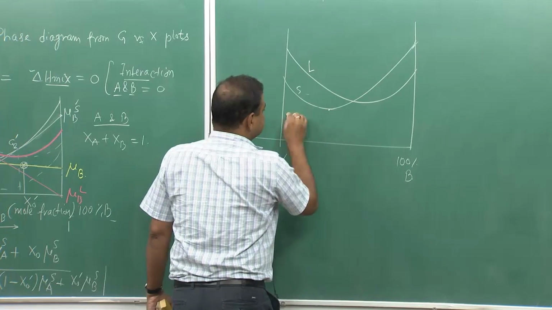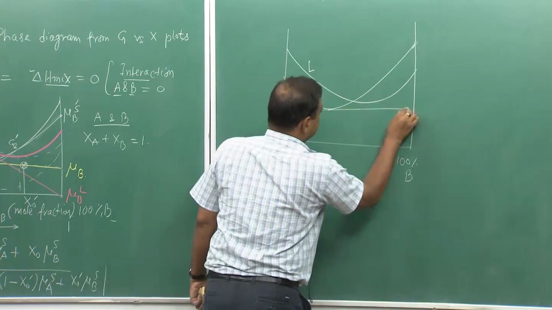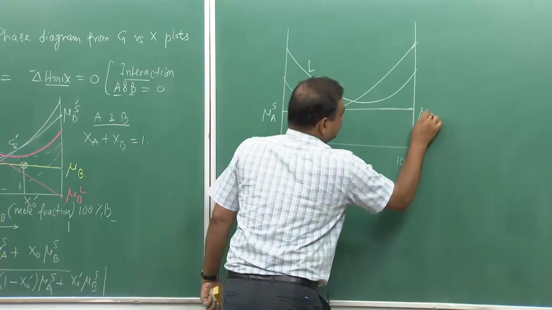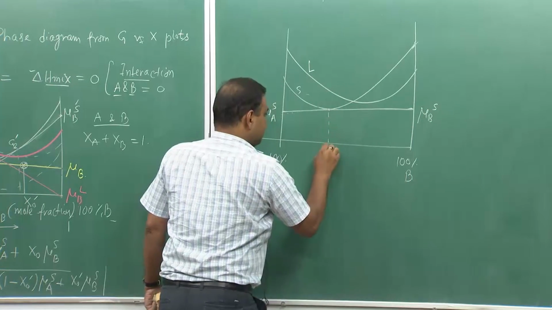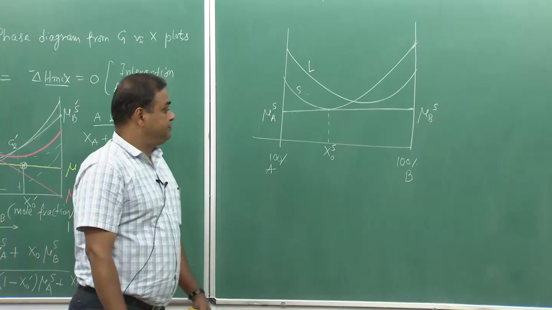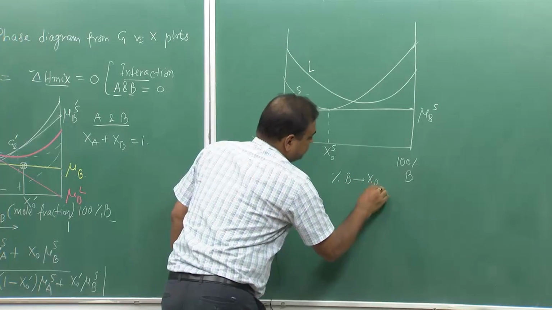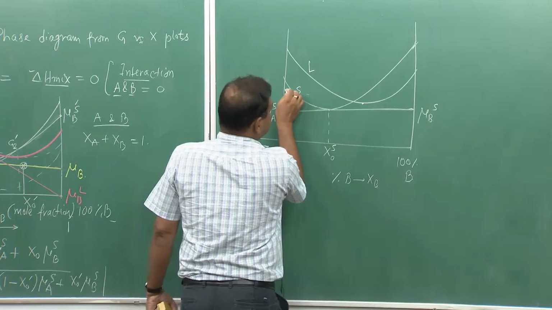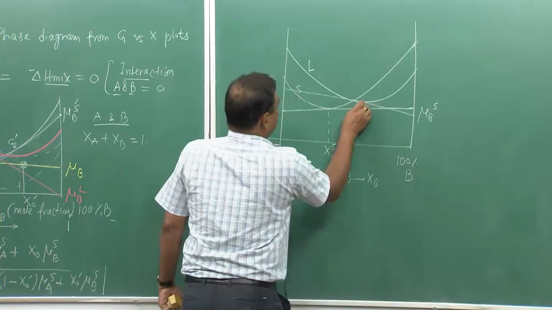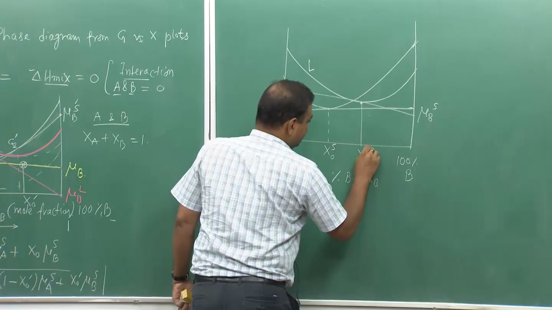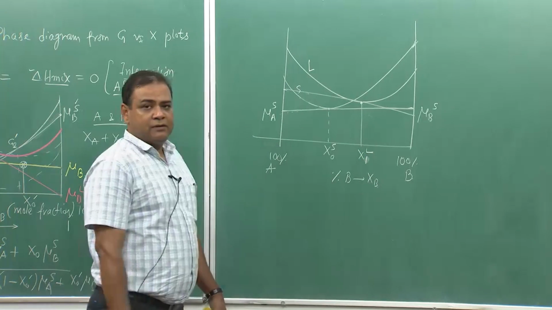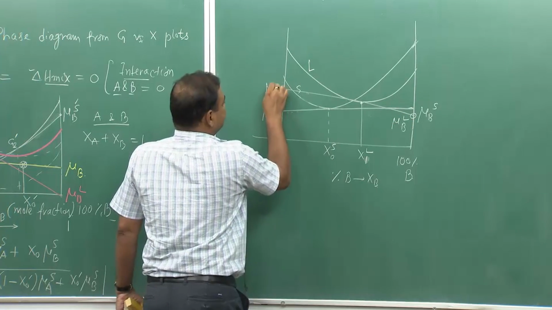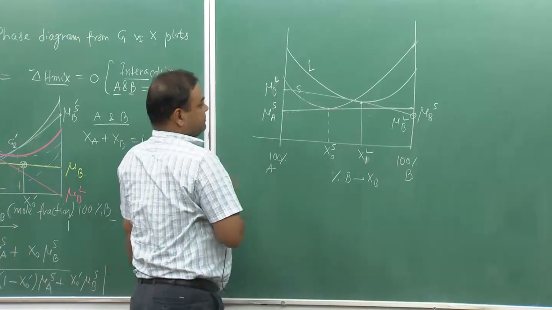Now, if I draw a tangent at this point, that means this is mu A S, this is mu B S at composition x0 S, and this is the percentage of B, which is in the form of xB. This is the mole fraction. Now, if I try to draw another tangent over this point, this is x0 liquid, let us say x1 liquid. So, now this value would be mu B liquid, and this is mu B solid. Sorry, it is a liquid phase, because this line indicates the liquid.